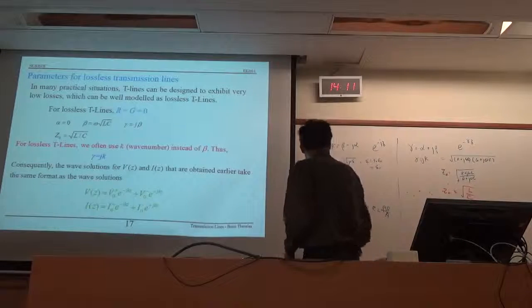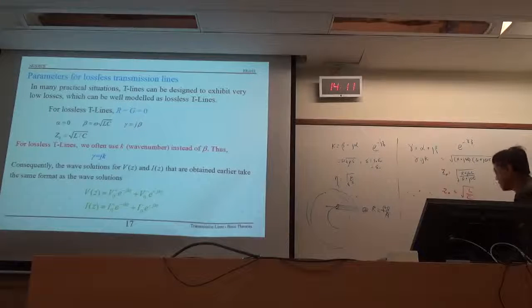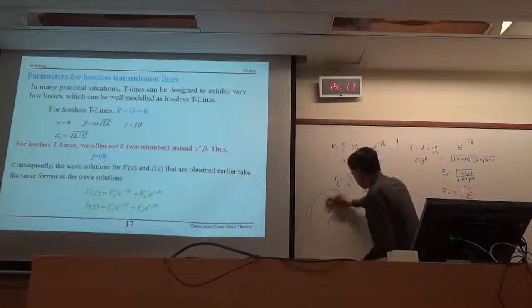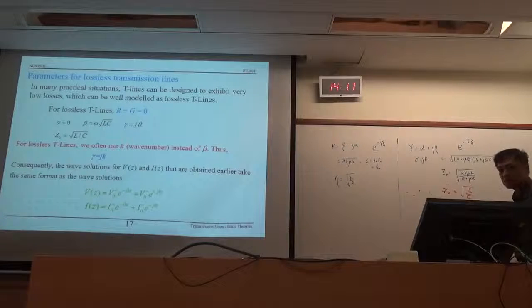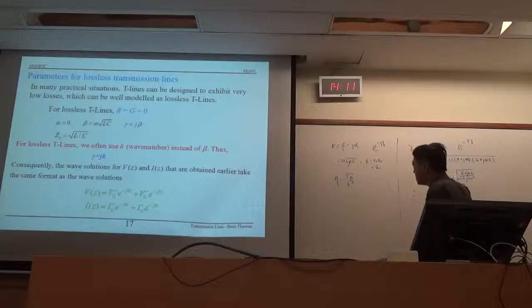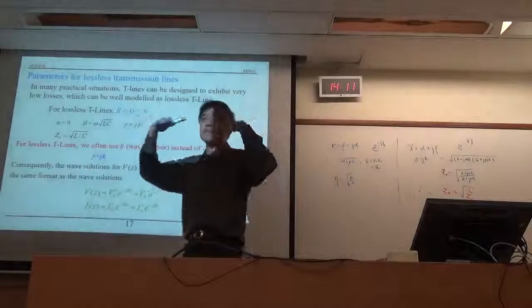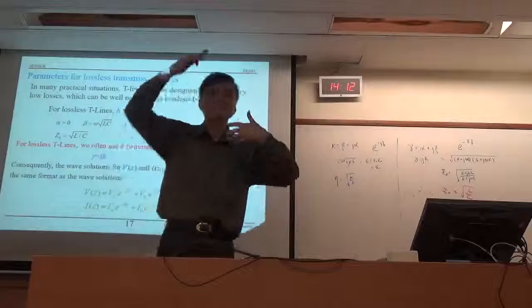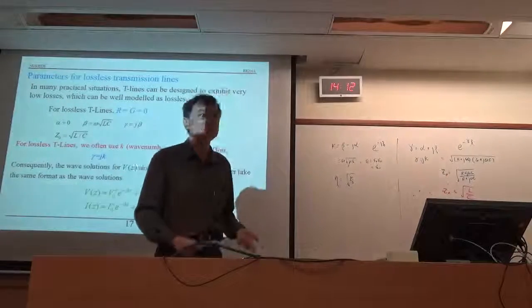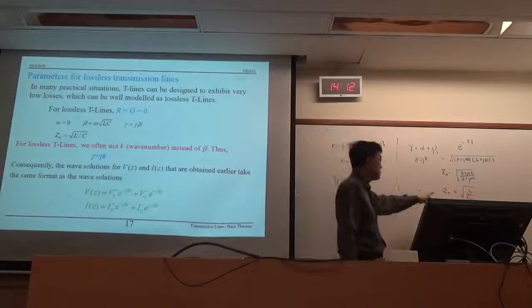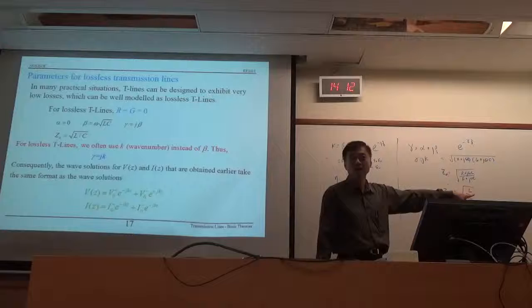Now, the second question I want to ask you is that Z naught equal to square root of L over C, then it is lossless, right? This is impedance. This is characteristic impedance. People don't associate characteristic impedance with anything, like E over H in space. But now, this is an impedance, and this impedance is real.